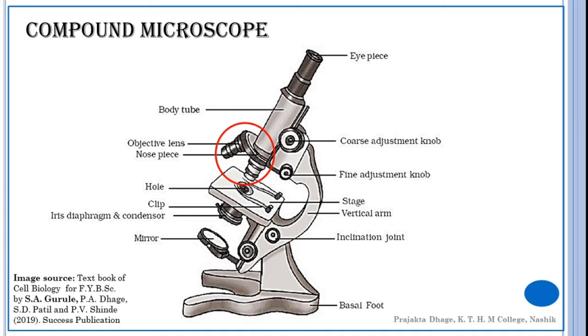Now we'll move on to the objective lenses. We have already seen the types of objective lenses. You have the 4x objective lens, the 10x, 40x and 100x, but at a time only one can be used. They are mounted on the nose piece. Each objective consists of elements fused together to function as a single lens. The number of elements varies from 5 to 15 depending upon the magnification and the type and quality of the magnified image that you require.